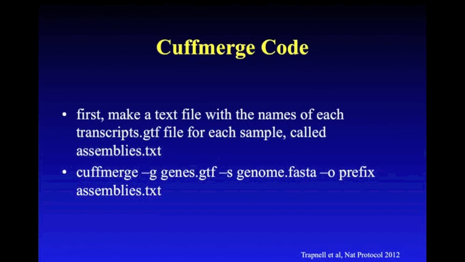To run cuffmerge, again make a text file with all cufflinks output GTF files. The arguments are a reference GTF file, a FASTA file for the genome, which it uses to exclude repeats and classify the transfrags. You also give it an output file prefix and the assemblies.txt file. The output is the combined GTF file.